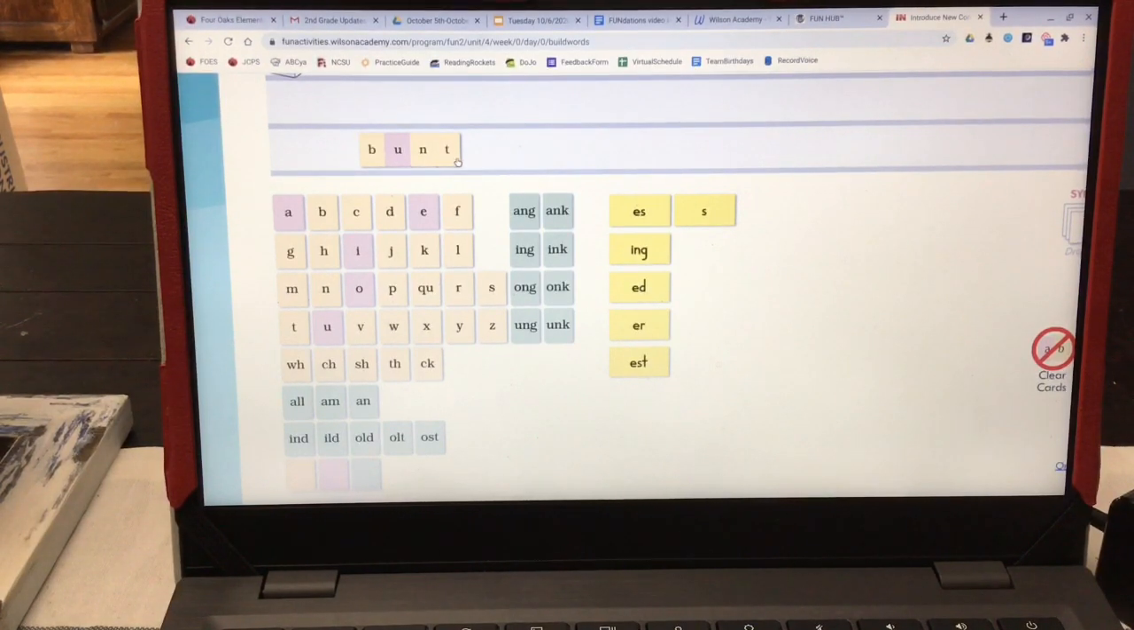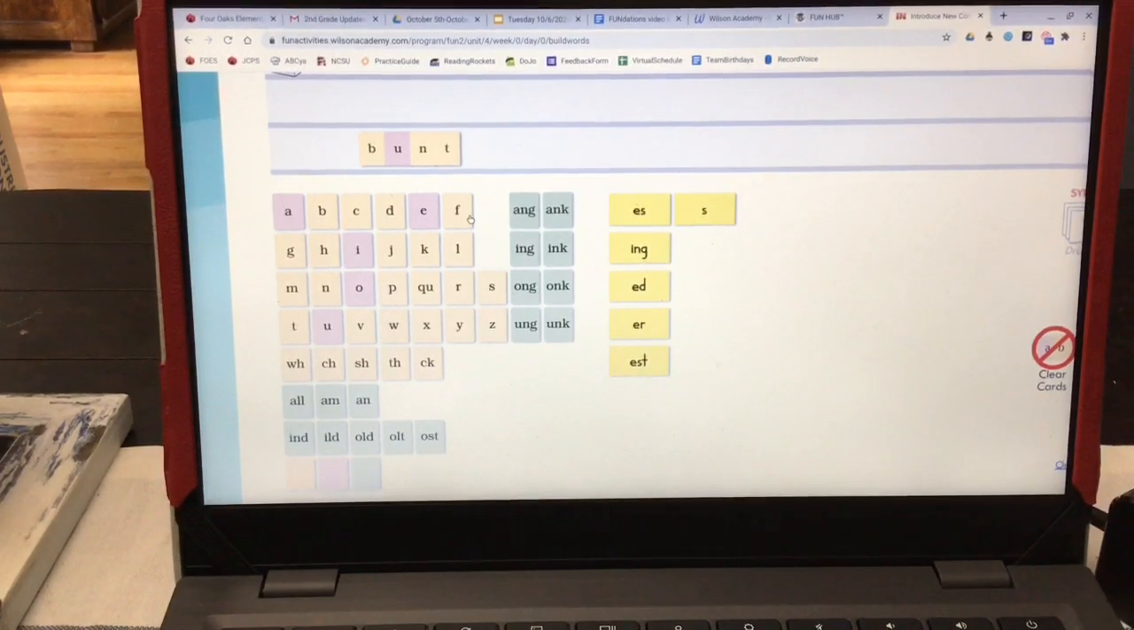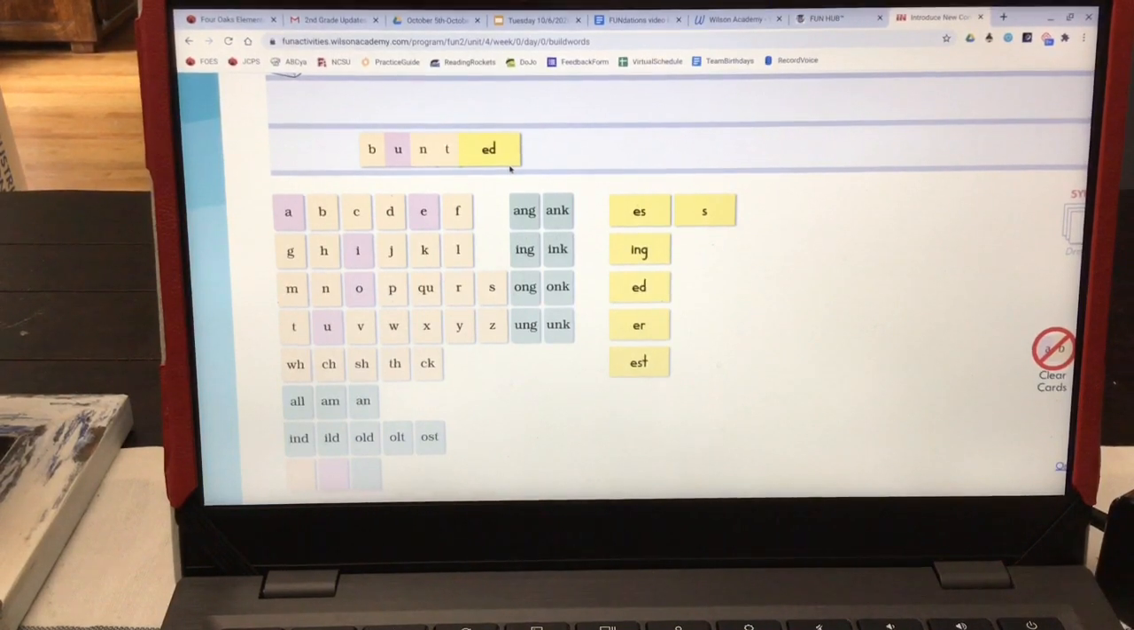That's our base word, but let's talk about what we can put here. What if I want to say it happened in the past? Today's Sunday. Our game was yesterday. It happened yesterday. I bunted yesterday. Bunted. Which suffix do I use out of the 4 we just talked about? Did you say ED? Oh my gosh, you're so smart. It is ED. ED means it happened in the past. Bunted. I bunted yesterday.